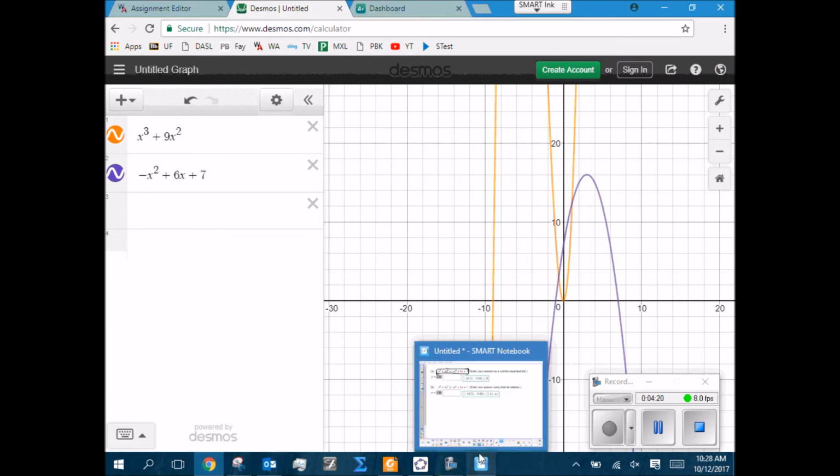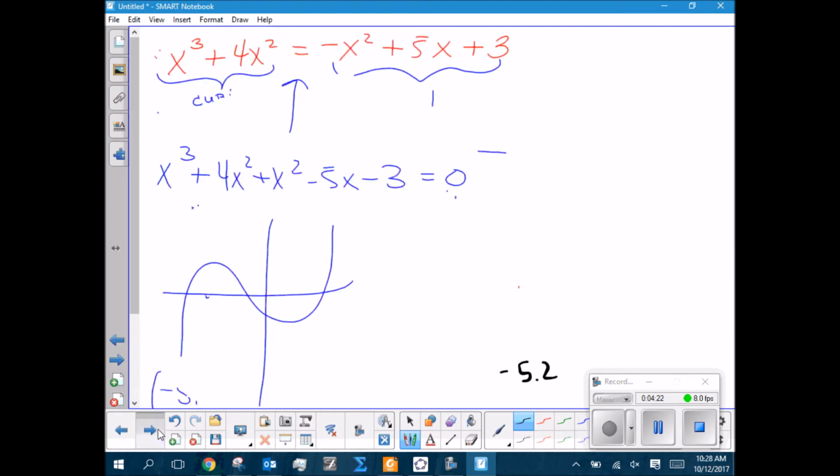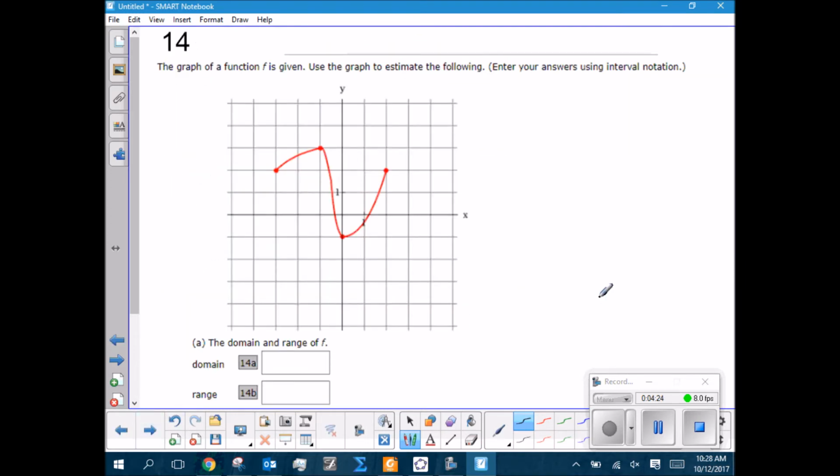Now let's get into question 14. Somebody had a question about it. Here it's asking us to just identify the domain and range. Remember, the domain is just the x values. Okay, so just the x values that we would come across in this picture. So what I like to do, kind of visually, I don't actually do this every single time. I do it in my mind.